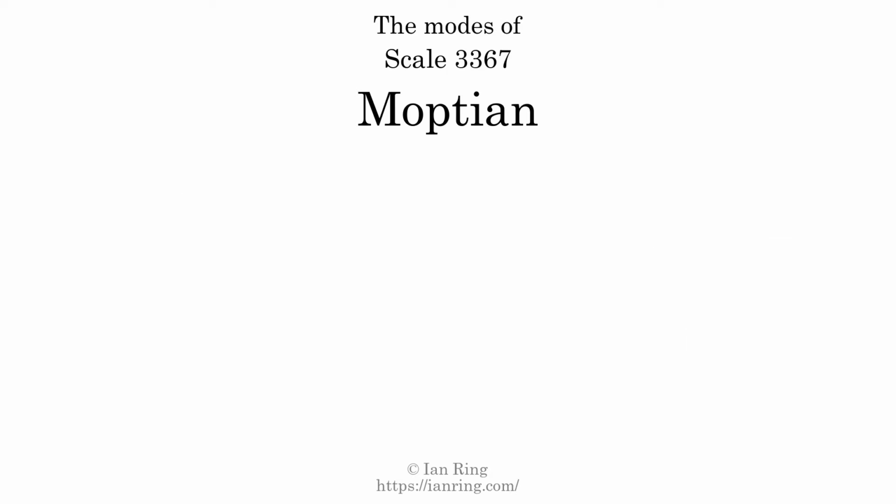This scale has 7 modes. The first mode is itself. The second mode is scale 3731, also known as Arian. It sounds like this.